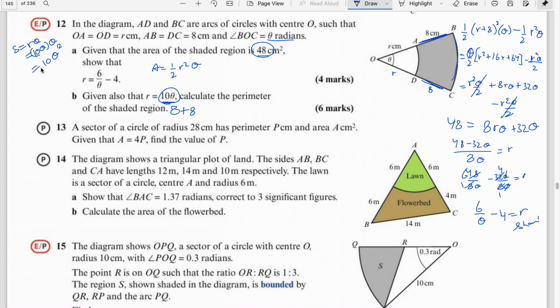And for BC, again s equals r theta, which would be r plus 8, and the angle is the same, and r is already given, that is 10 theta, plus 8, and theta. So that is 10 theta squared plus 8 theta. Now we add these together, and that becomes 20 theta squared plus 8 theta.